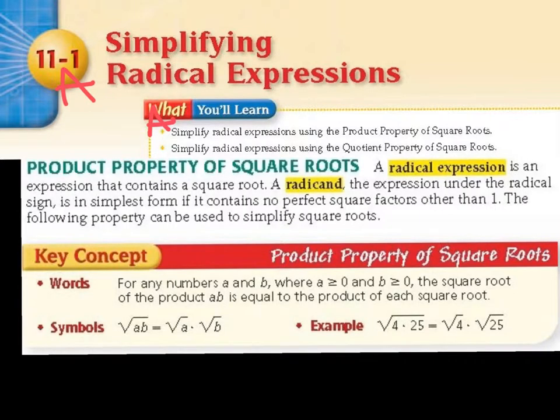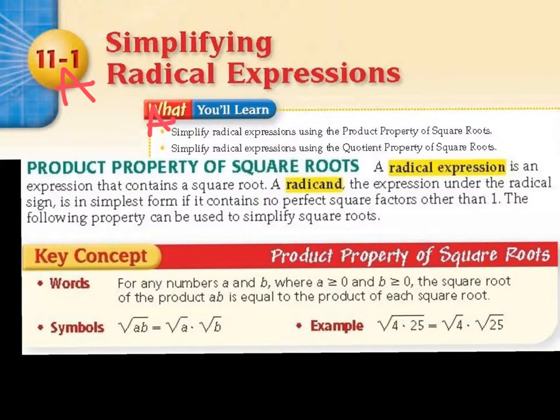The product property of square roots. A radical expression is an expression that contains a square root. A radicand, the expression under the radical sign, is in simplest form if it contains no perfect square factors other than 1. The following property can be used to simplify square roots. For any numbers a and b where a is greater than or equal to 0 and b is greater than or equal to 0, the square root of the product ab is equal to the product of each square root.